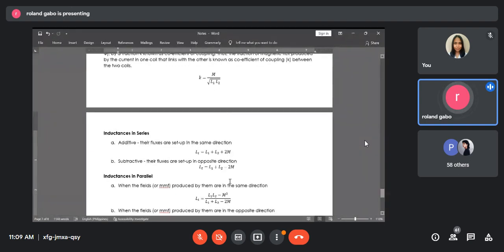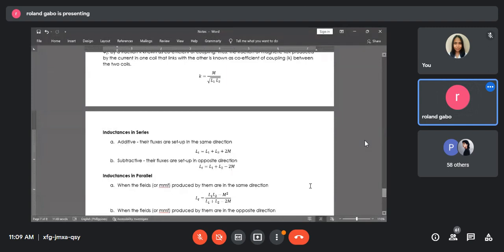Okay, so back to the discussion. So we have here additive. Their fluxes are set up in the same direction. So additive na siya kung same direction ang flux.